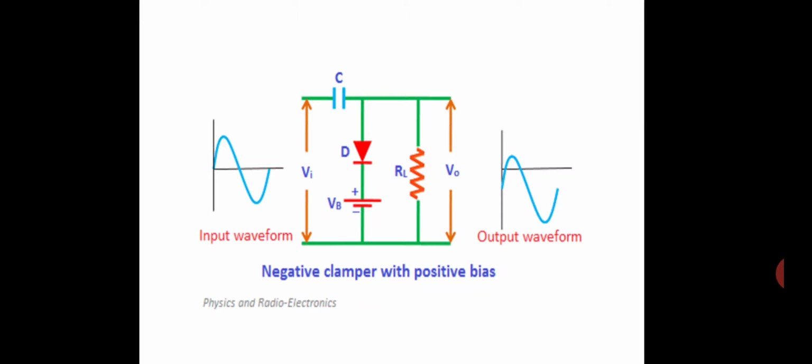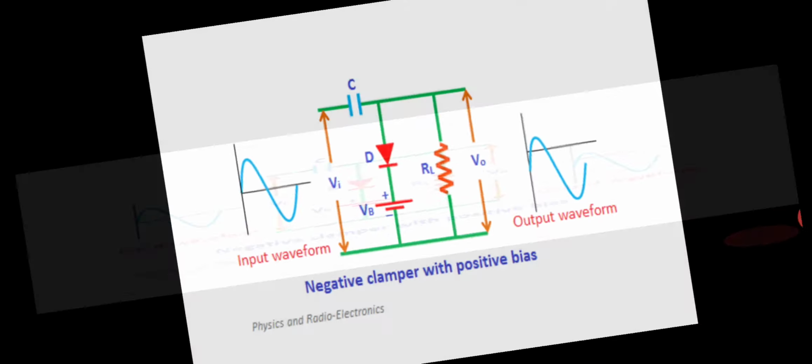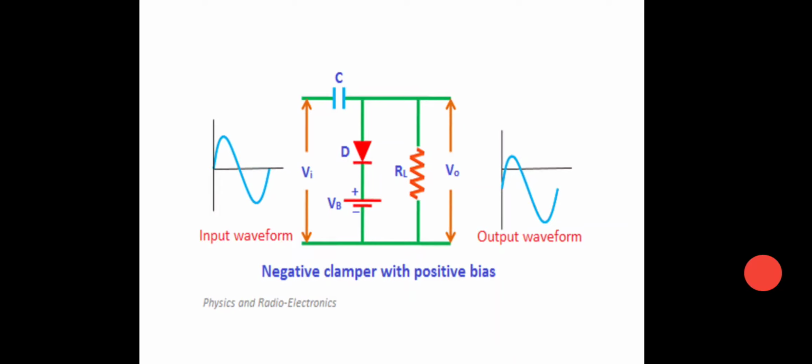We will discuss clamping and clipping circuits in detail. Any query, please send a message or call. The types of clamper are positive clamper with positive bias, positive clamper with negative bias, and negative clamper with positive bias. All the types of clamping circuits work the same way, with only some differences.